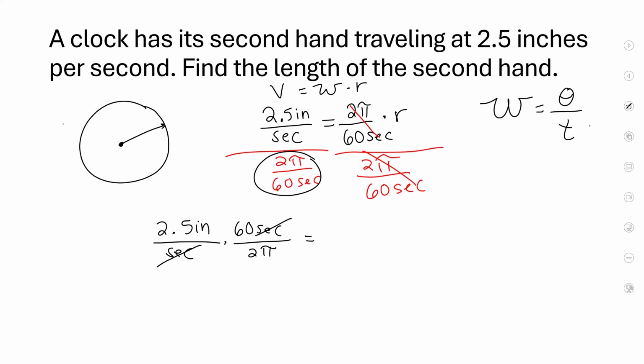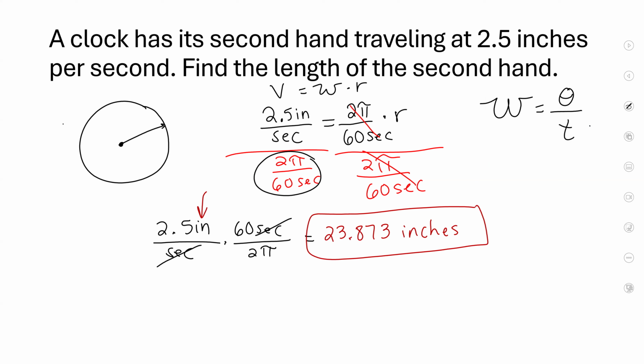So plug this into your calculator. This is 2.5 times 60 divided by 2 and divided by pi. You guys should get your units seconds. Oh, sorry, we canceled out seconds. The units that are left over are inches, which makes sense because it's length. So let me know what you guys got. 23.873. Perfect. So that is how long this second's hand is.